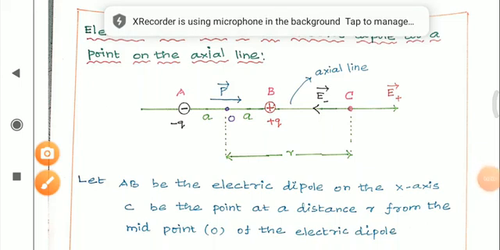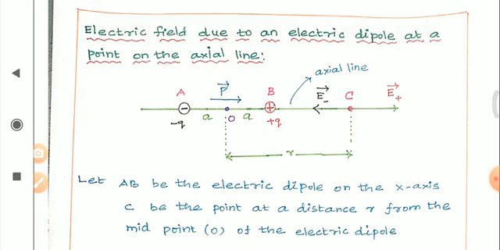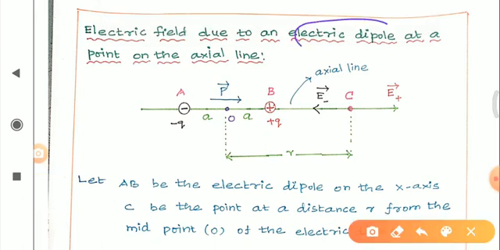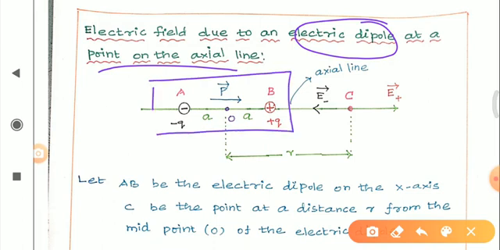Okay dears, now we can see how the electric field is produced due to an electric dipole at a point on its axial line. On its axial line means along the same axis. Here we consider the electric dipole: one is plus q and another one is minus q.